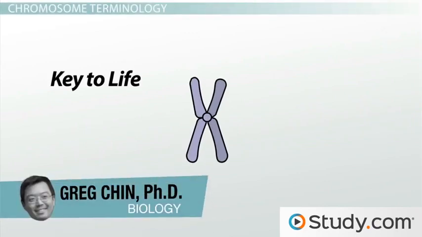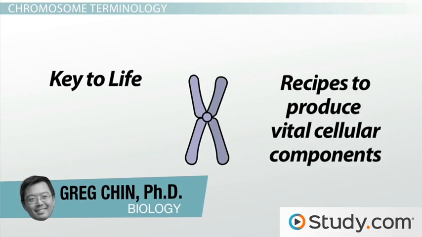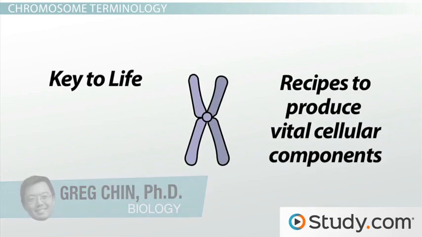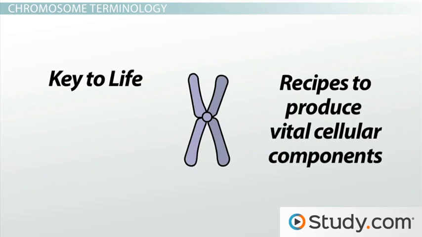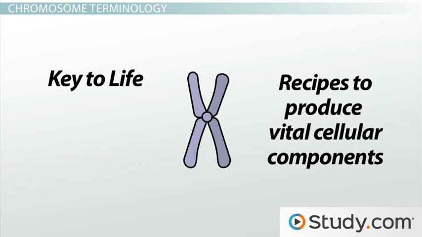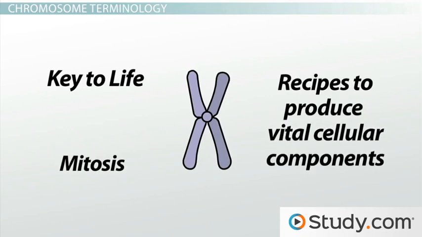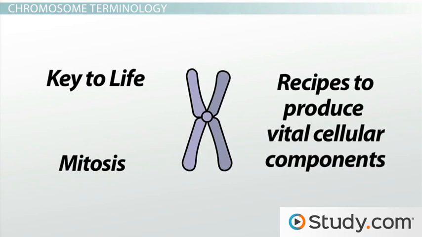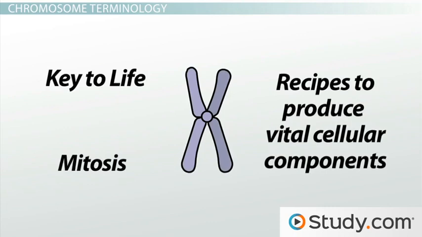As we've seen so far, chromosomes are pretty much the key to life. The information that's stored in a chromosome provides recipes to produce vital cellular components. The importance of this information is underscored by the fact that the cell dedicates an entire process known as mitosis to accurately separating, or segregating, the chromosomes into daughter cells. Now, before we learn about mitosis, let's talk some more about chromosomes.